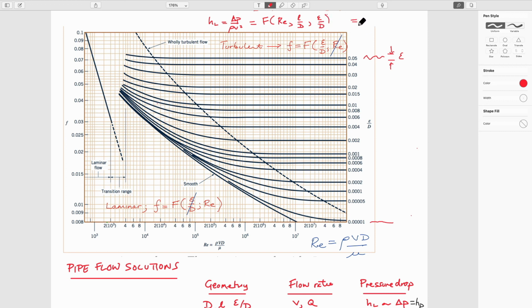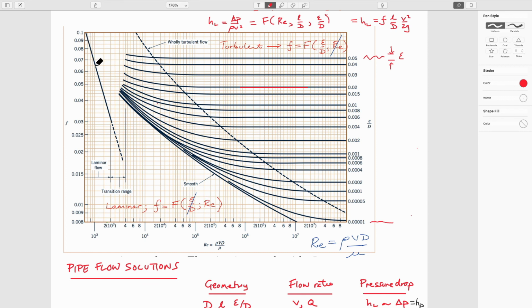The head loss is equal to friction factor, length over diameter, v squared over 2g. Just to reintroduce ourselves to our bearings, we made the point that if we have turbulent flow, all of these curves are horizontal, so the friction factor doesn't vary with Reynolds number. If it's laminar flow, then it follows this kind of behavior, and the friction factor is not a function of roughness at all. It's only a function of Reynolds number.